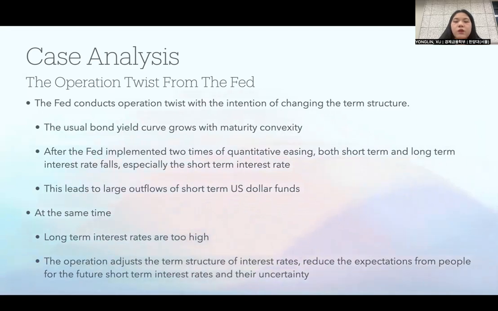the short-term interest rate fell more significantly. It caused the yield curve of U.S. government bonds to become concave upward because the short-term interest rate is close to zero. This concave upward interest rate term structure caused the U.S. dollar to become the source currency of carry trade funds. So this led to a huge outflow of short-term U.S. dollar funds and affected economic recovery.